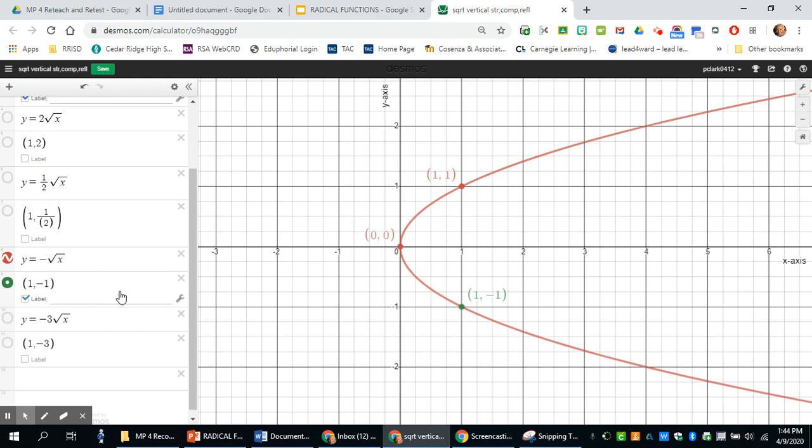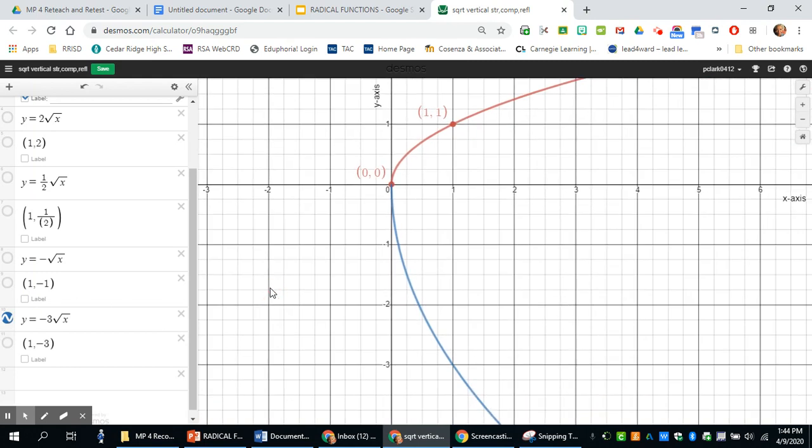reference point is -1. And last, what happens if we do a vertical stretch and a reflection? Well, let's see. Here I did a vertical reflection and a stretch by a factor of 3. Now, as you can see, our reference point 1, 1 is now multiplied by 3 and reflected. So it becomes 1, -3.